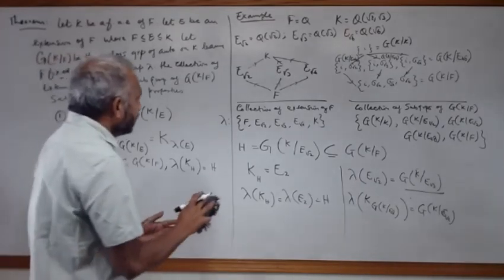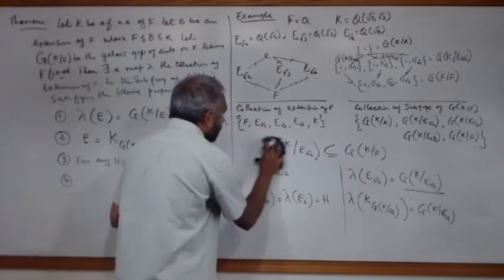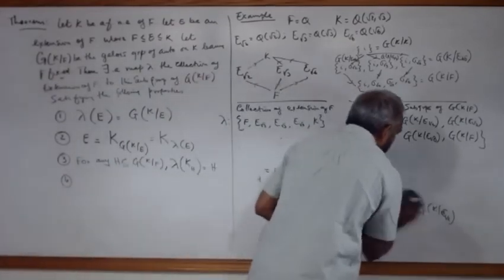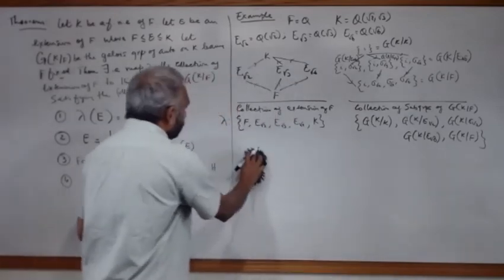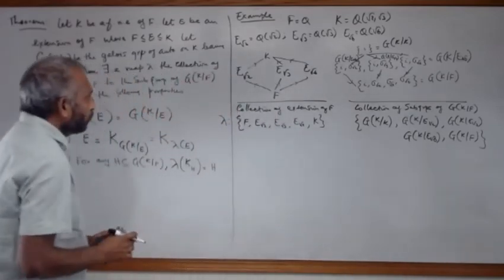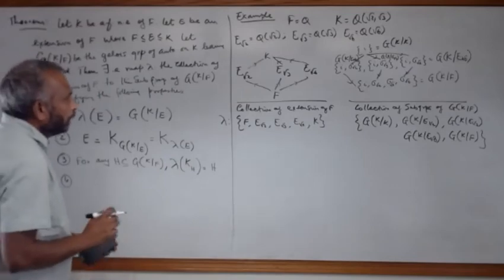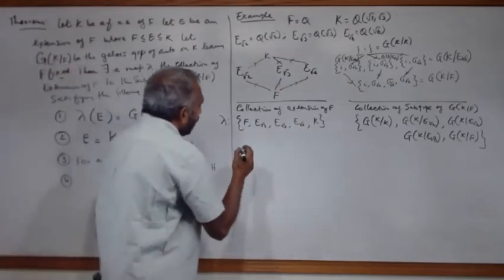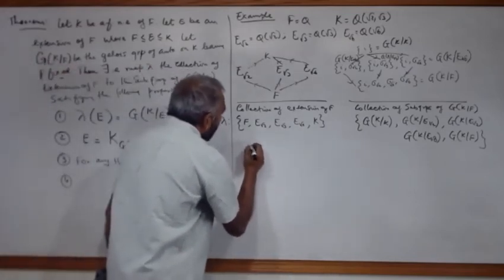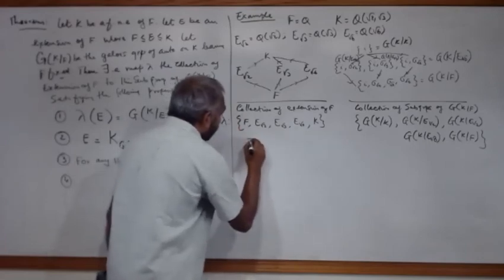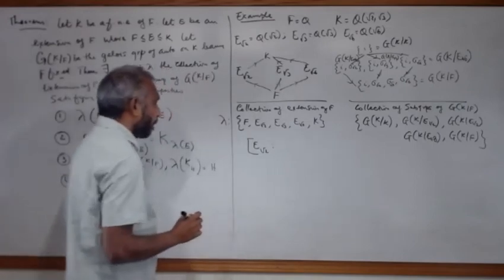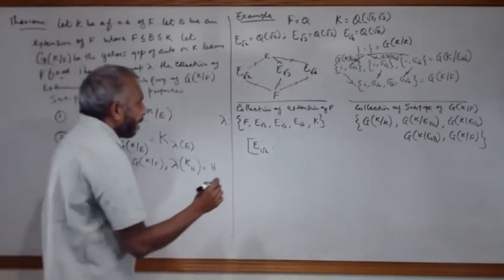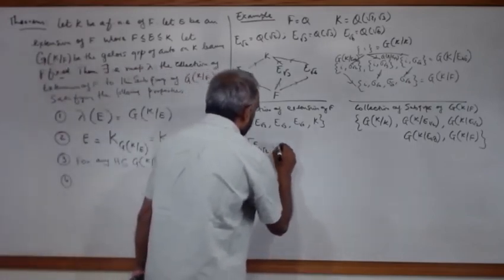The next one is, let us take the index of E root 2 over F.